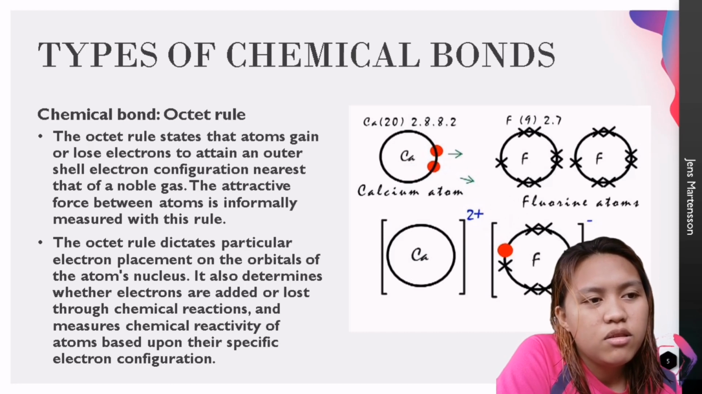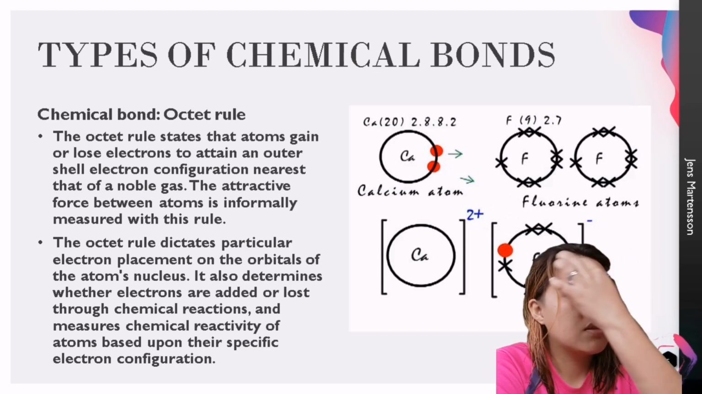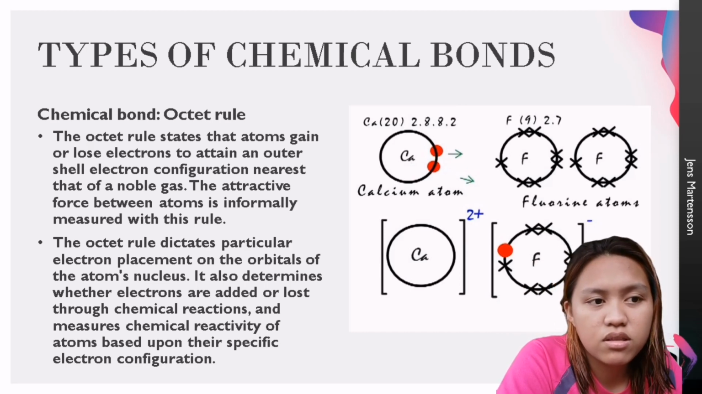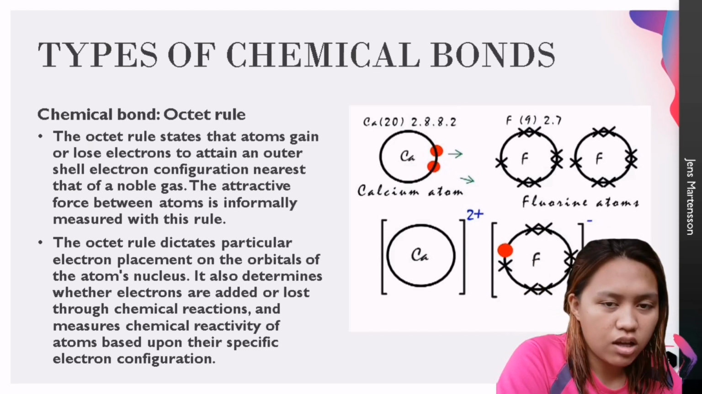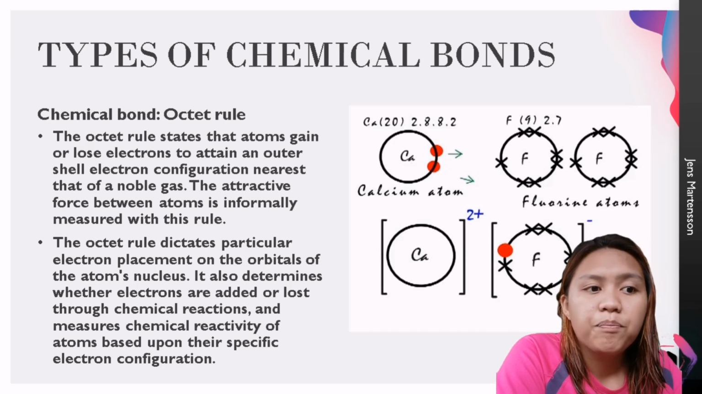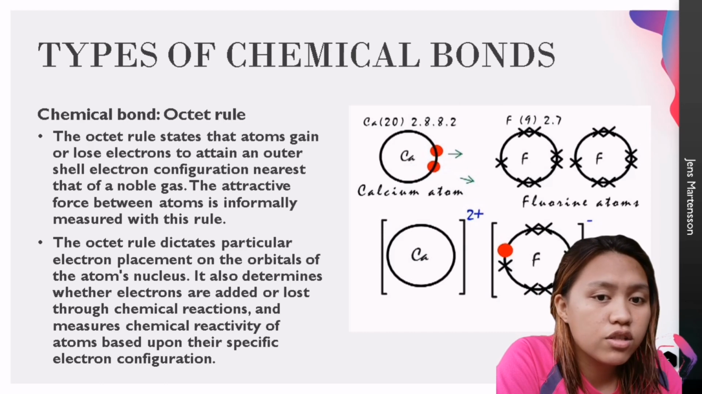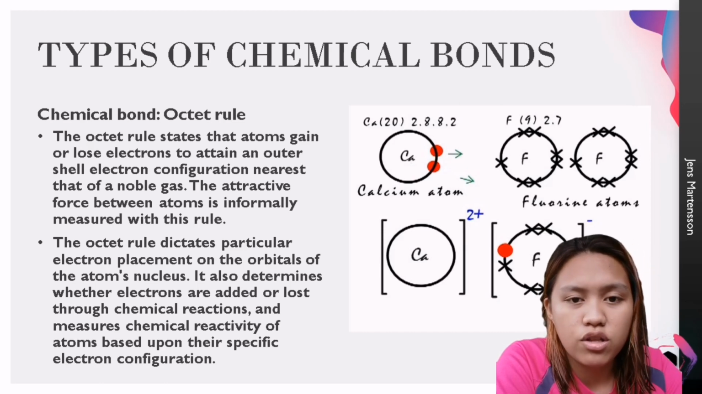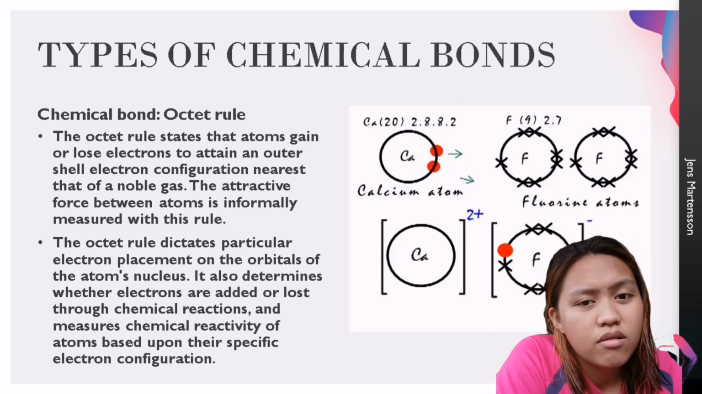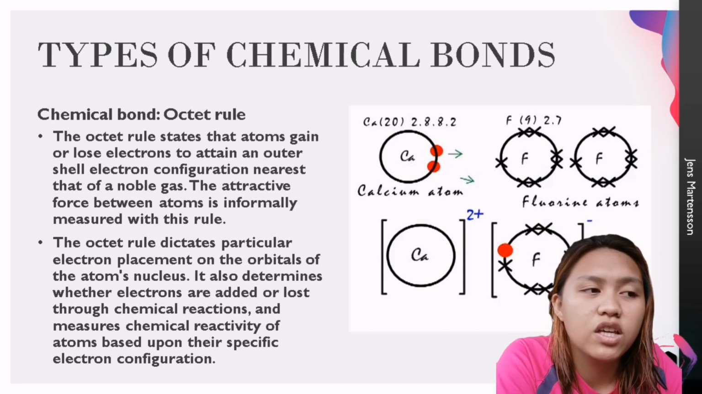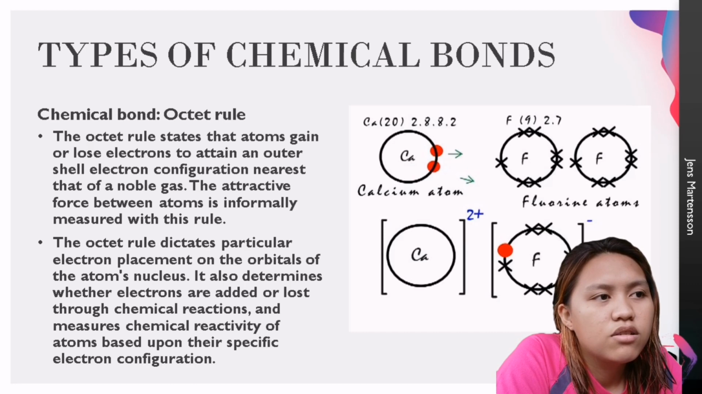Additionally, this rule dictates particular electron placement on the orbitals of the atom's nucleus. It also determines whether electrons are added or lost through chemical reactions and measures the chemical reactivity of atoms based upon their specific electron configurations.